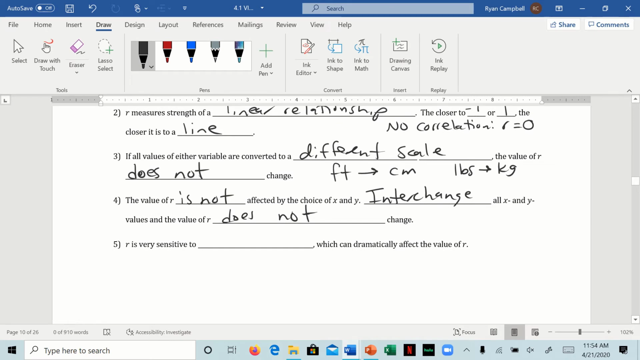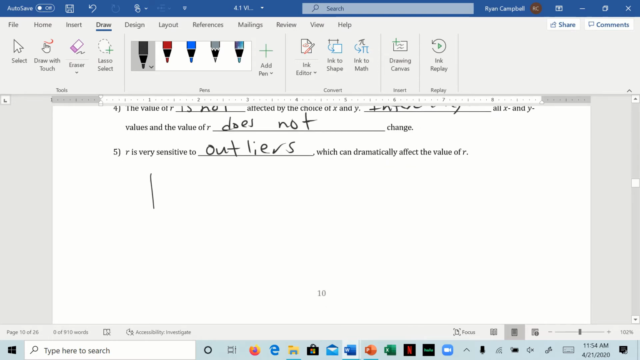And then lastly, R is going to be very sensitive to outliers. So one value can drastically affect it, right? And we can see this just kind of like this. If we have all of our dots like this, we can see that R is clearly going to be 1, or at least as close to 1 as possible. But then if you have one value that's here, well, it's definitely not going to be 1 anymore. And that's going to drastically affect it.